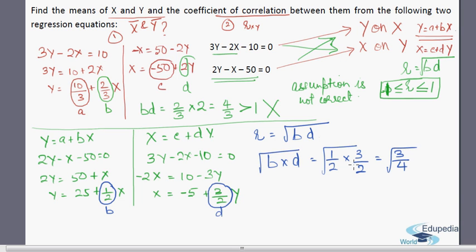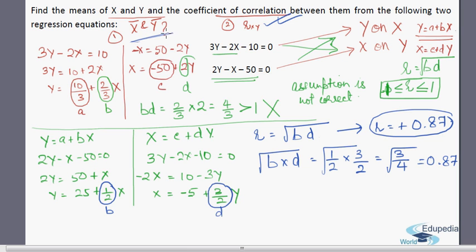So let's take the root of this, and when you take the root of 3 by 4, it's going to be 0.87. So this time I'm getting a perfect value for r, which is equal to positive value of root 0.87. Well, by this process we have found the value of r. Okay, and also we have got which equation is for which one. Okay, now next we need to find the value of the root of the average values of x and y.